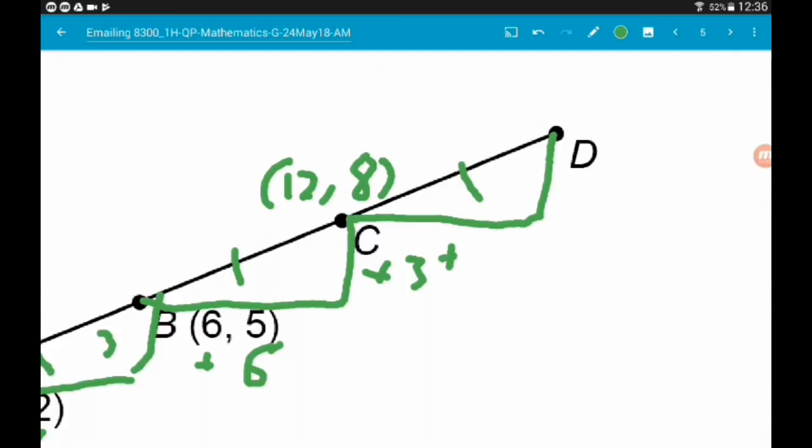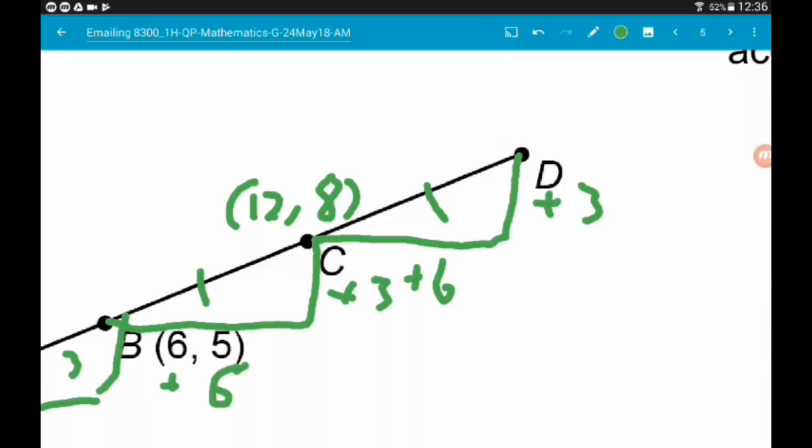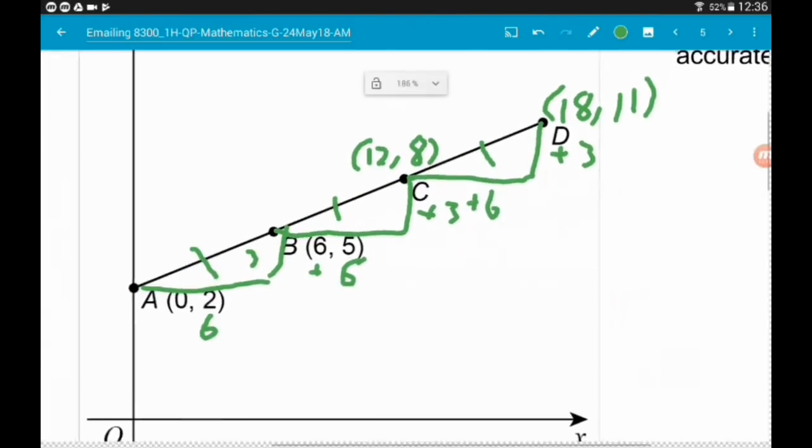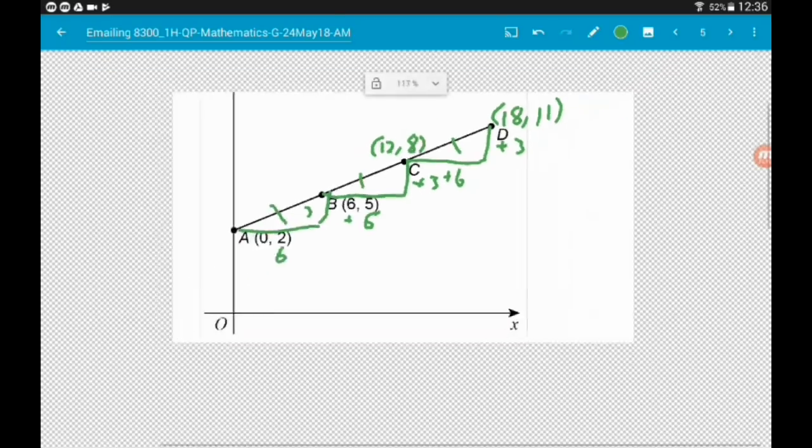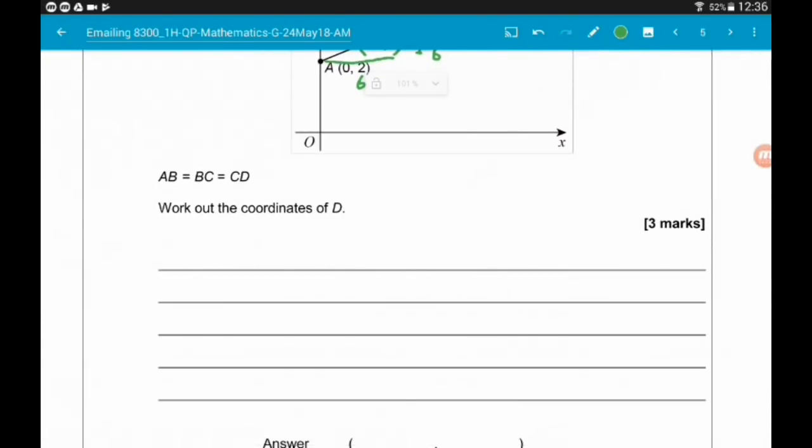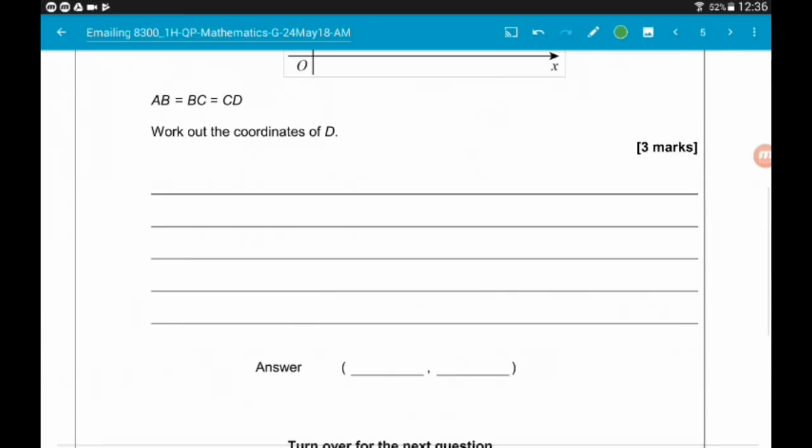So we go 6 along and 3 up. So 12 add 6 is 18. 8 add 3 is 11. So D has coordinates 18, 11.